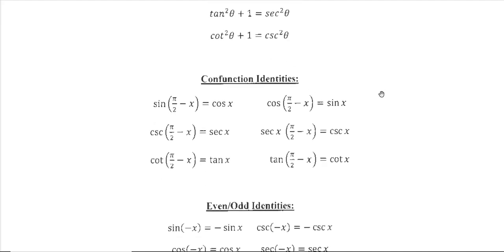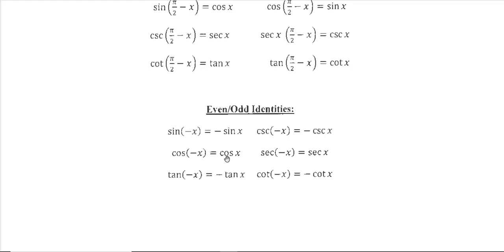The cofunction identities are important as well. If you see how we have these two angles, we have pi over 2 minus x and x. Pi over 2 minus x here is going to give you the complement of x here. So if you look at your unit circle here, pi over 2 or 90 degrees minus 30, that would give you 60 here. So the sine of 60 equals the cosine of 30. So the cosecant of an angle is equal to the secant of its complement. And the tangent of an angle is equal to the cotangent of its complement.